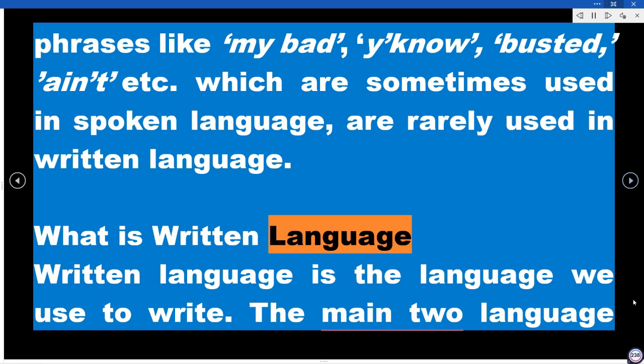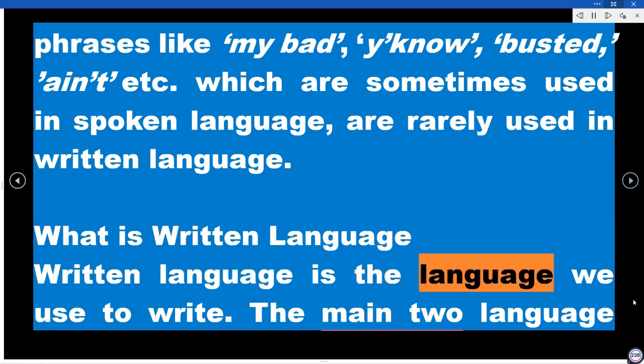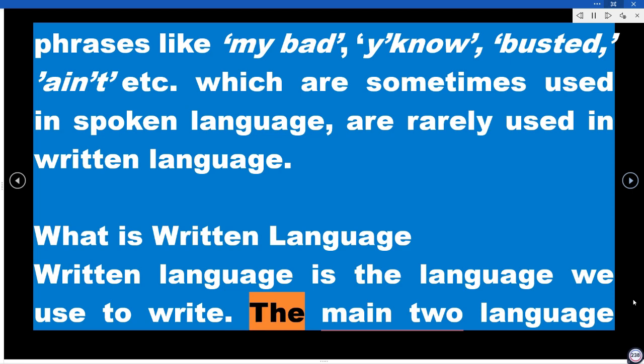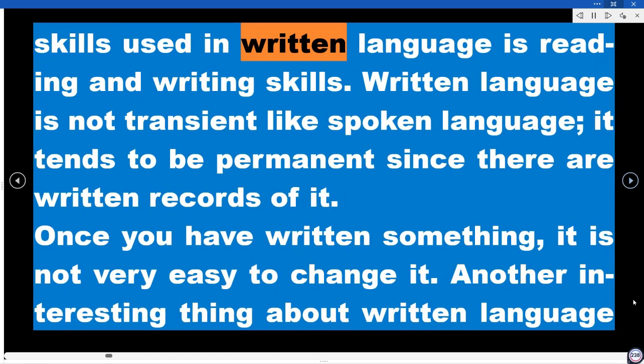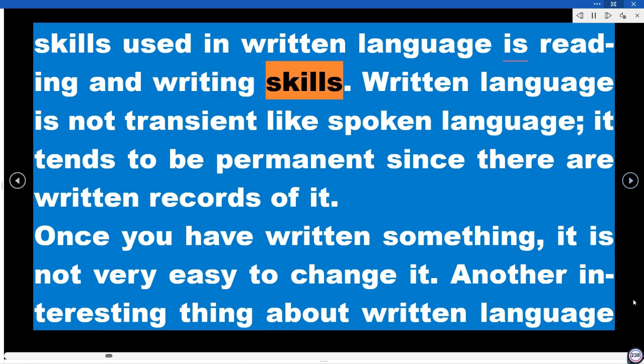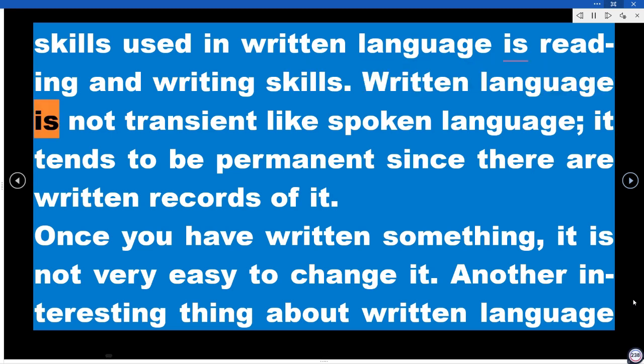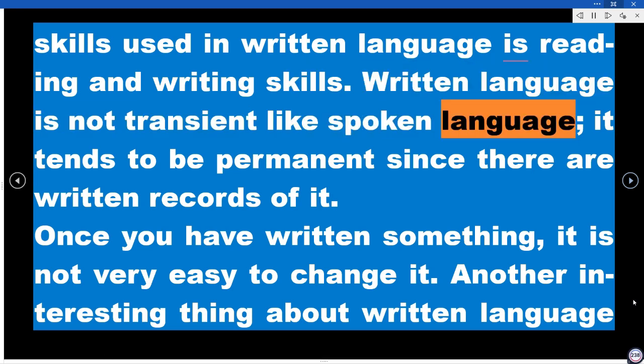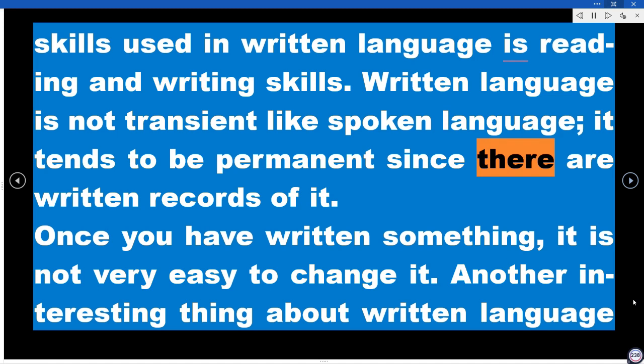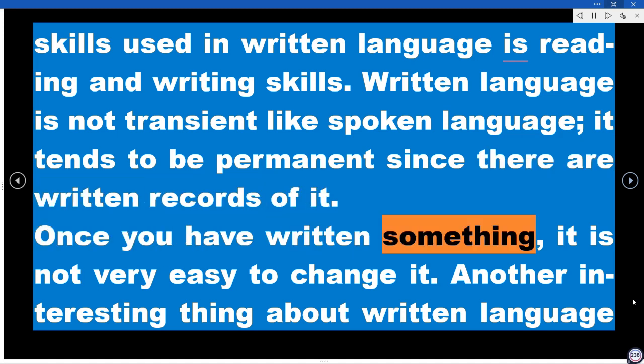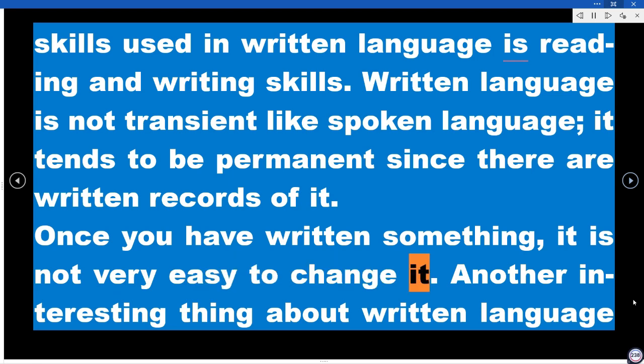What is written language? Written language is the language we use to write. The main two language skills used in written language are reading and writing skills. Written language is not transient like spoken language, it tends to be permanent since there are written records of it. Once you have written something, it is not very easy to change it.